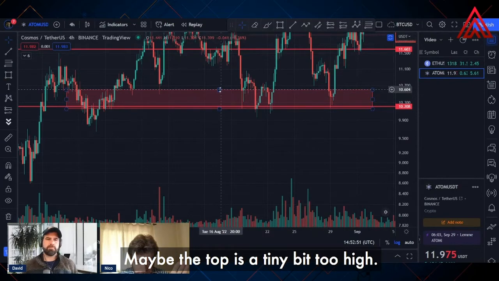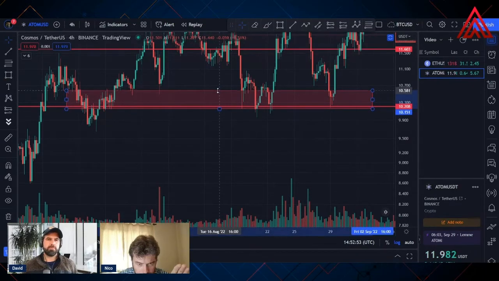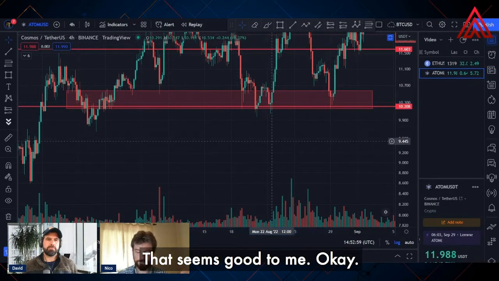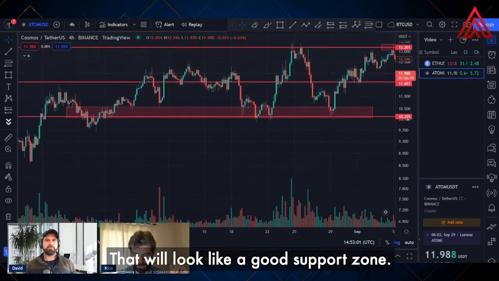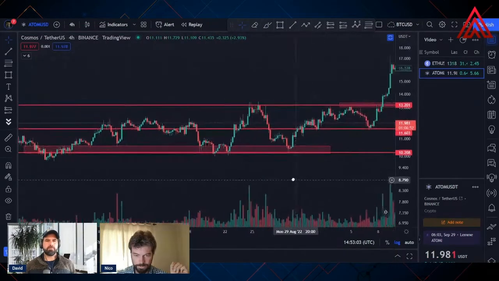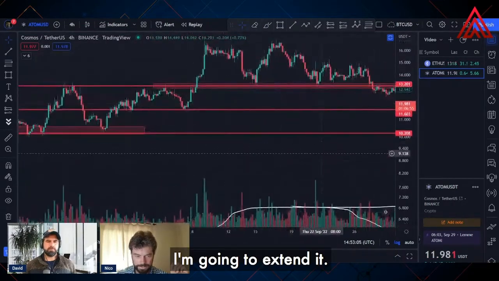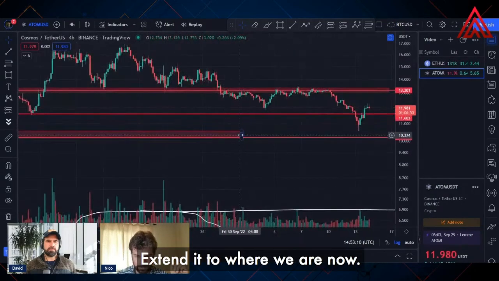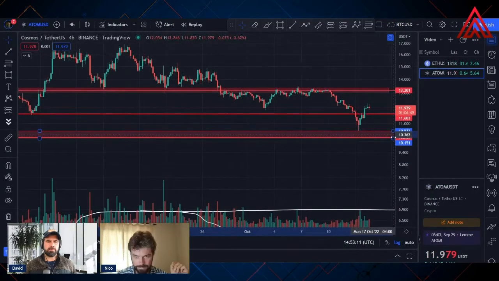Maybe the top is a tiny bit too high. I want to basically position here. That seems good to me, okay? That will look like a good support zone. I'm going to extend it, okay? Extend it to where we are now, right?